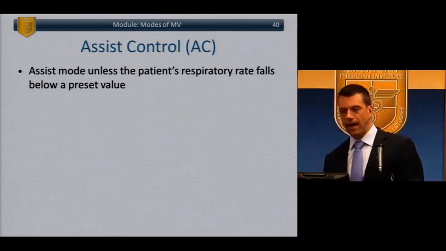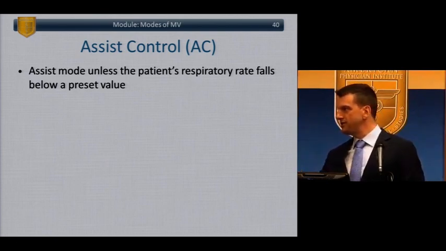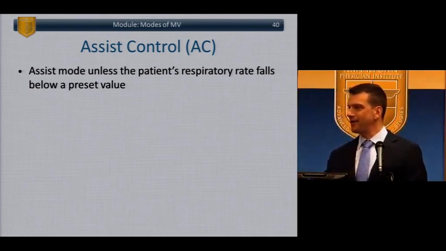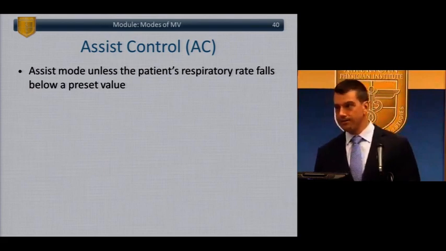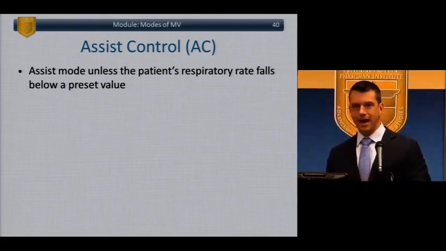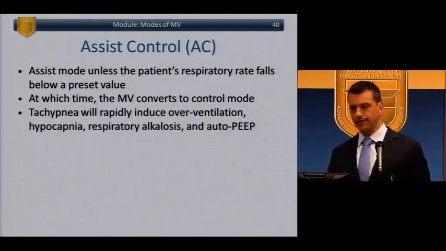Assist control is in assist mode, meaning that all it is going to do is trigger that breath when the patient wants it, unless they fall below a certain threshold. So you might set this at 15. It's okay if the patient breathes 20, they get 20. But if they fall to 14, it's going to start delivering some timed breaths that are not triggered by the patient. So you basically set a minimum number of breaths on this. And then, again, it goes to control mode.